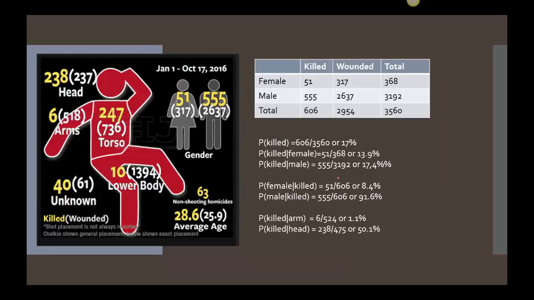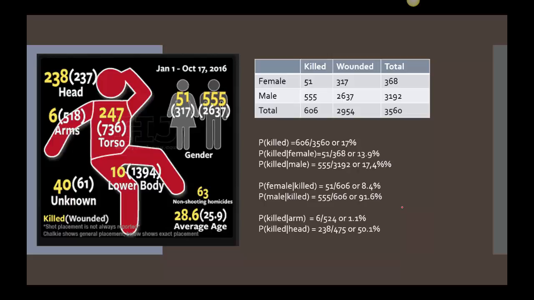Then I flipped it the other way. Female given this person was killed, so I had 55 females that were killed out of 606 fatalities, which is 8.4%. And then a much bigger number of the shootings, 555 were men out of 606 shootings in total, which is 91.6% of fatalities were men. These are numbers to really think about because they're not made up. Just like the Bucks and the Denver Broncos weren't made up, these aren't either, and this should show you things to think about, things to be concerned about.